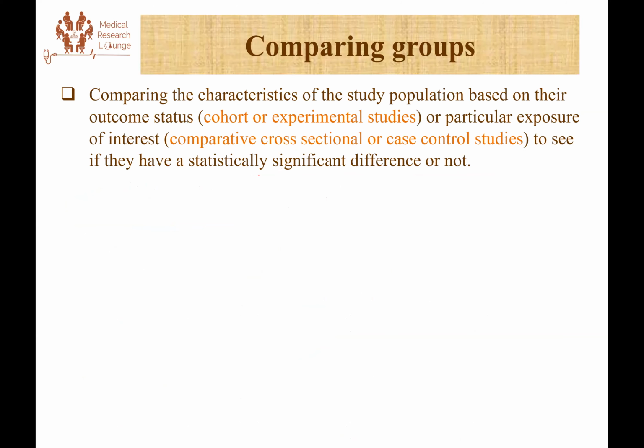So when we compare groups, what we do is simply compare the characteristics of the study population based on their outcome of interest by classifying them as those with the outcome and those without the outcome. Or it could be based on their exposure status, whether the population group is exposed or not exposed. So based on the study design, we can compare groups based on their outcome or exposure status so that we can see if there is a statistically significant difference between the two or not.